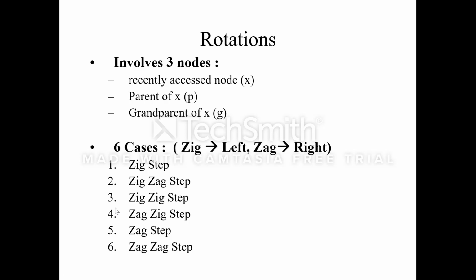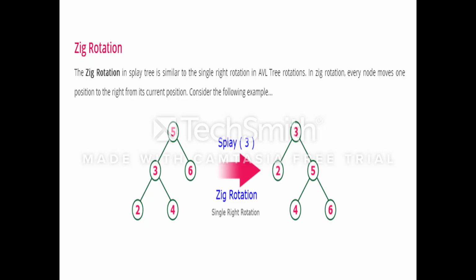First, zig step. Next is zig-zig step. Third is zig-zag step. Fourth is zag-zig step. Fifth is zag step. And the sixth one is zag-zag step. For better understanding, just remember zig means left and zag means right. So let us understand the rotations in detail.